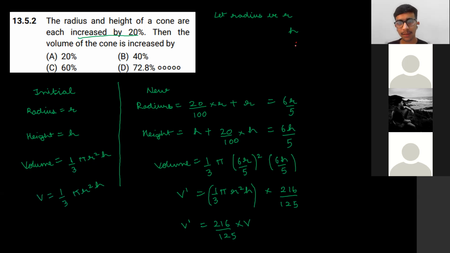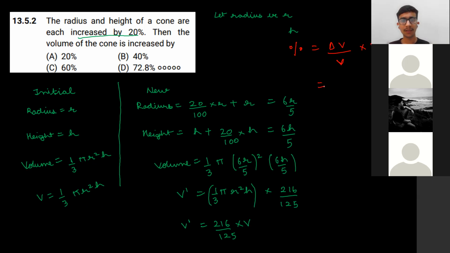Now, how do you calculate the percentage increase? So the formula for percentage increase or percentage decrease is the same: delta V, that means change in the volume with respect to the original volume, the initial place where you are starting. So change in volume divided by the original volume into 100.